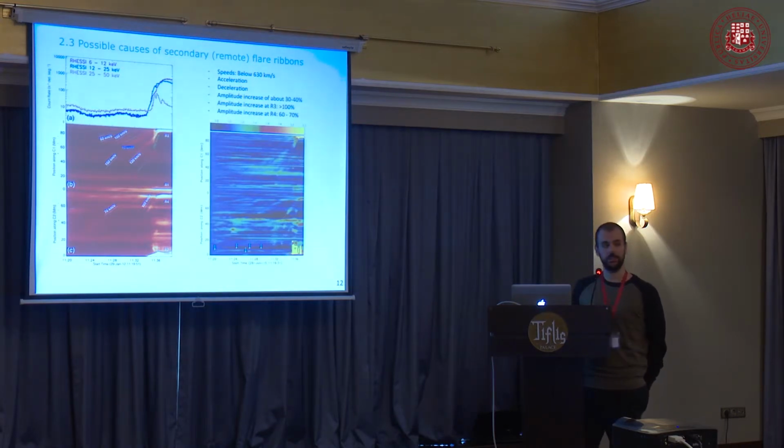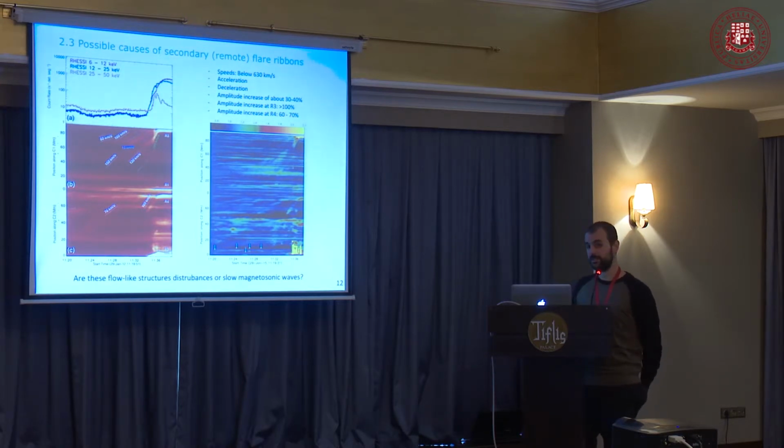And we also decided to do an intensity increase analysis. And we see that in general, for these structures, the intensity increases by about 30 to 40%. And for R3 and R4, the increase is much greater. So two possibilities are possible. Either they are flow-like structures or disturbances, or slow magnetosonic waves, for example.